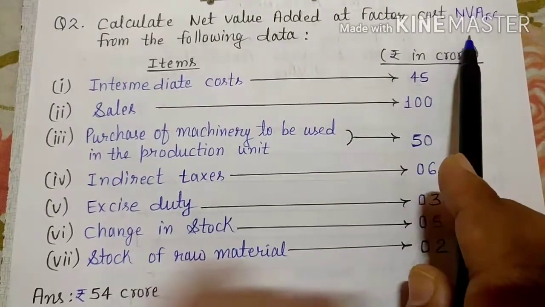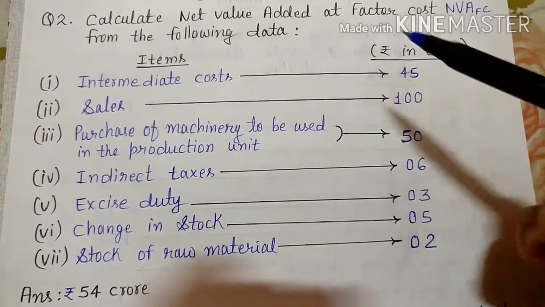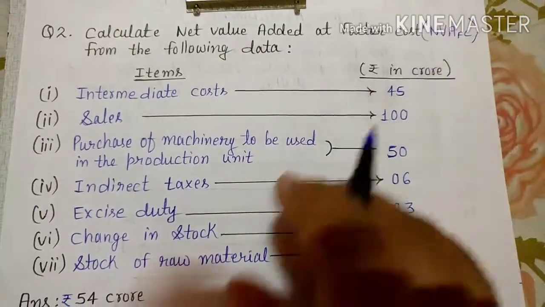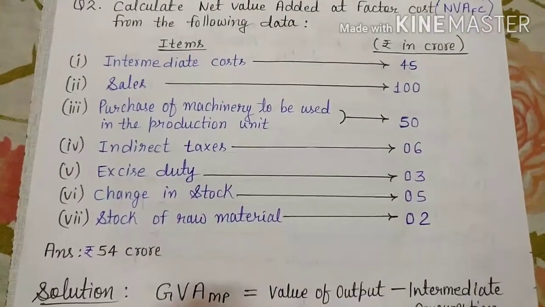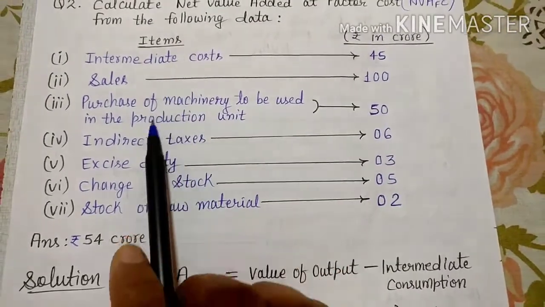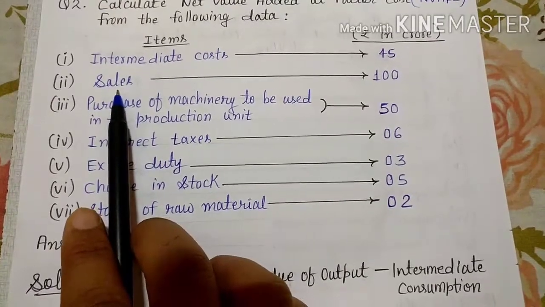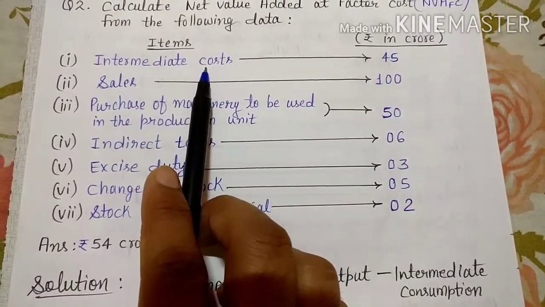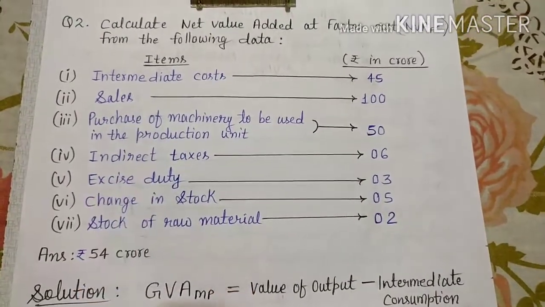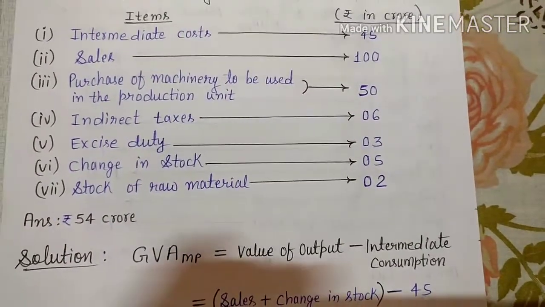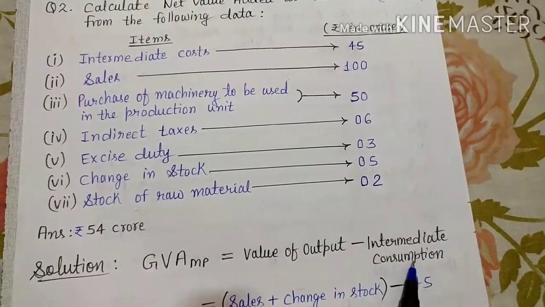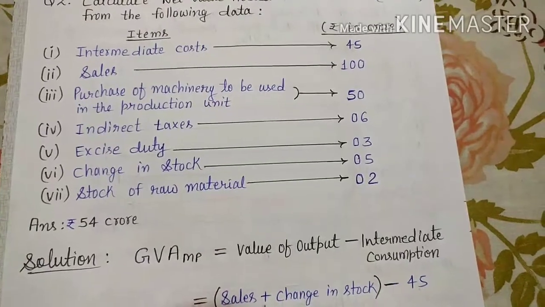What we have to find out? NVA at FC, or we can say NDP at FC, same thing only. Okay. Now, as the questions are given here, we have seen sales are given. Intermediate cost is given. Change in stock is also given. After seeing these items, we come to know it is the value added method, because in the value added method, what is the formula? Value of output minus intermediate consumption, where value of output means sales plus change in stock.